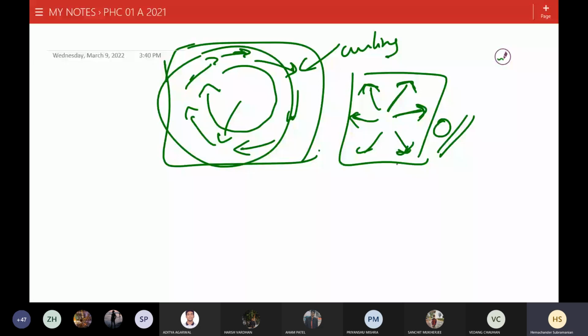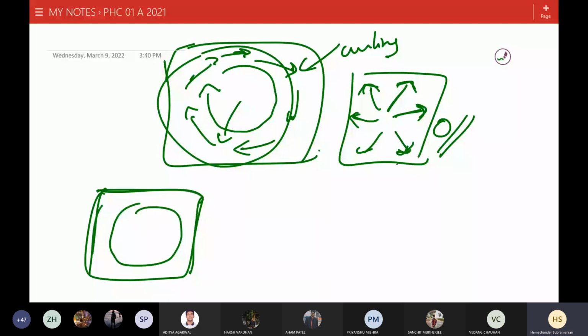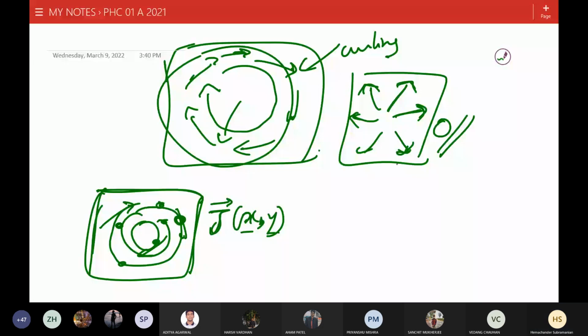Okay, so if you have an eddy current, let's say you have a material, and currents are going like this. The electrons are going around in circles like that. So you can say that there is a current J of x comma y. The current J is a function of position. At this point there is a certain amount of current, and at each point you can define the current, right?